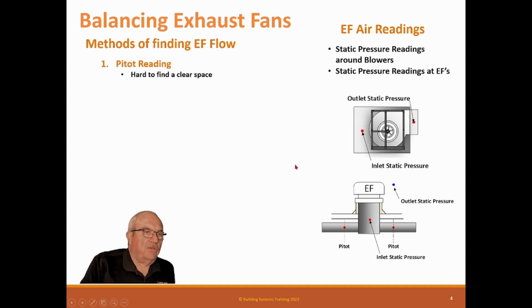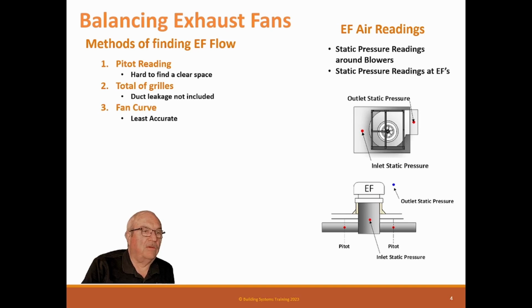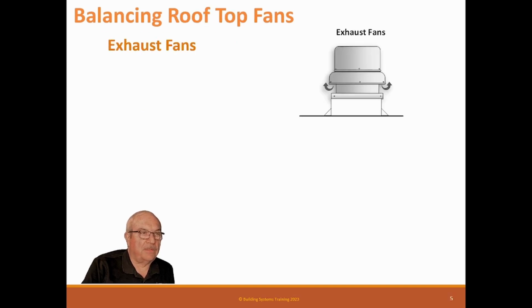Methods of finding flow: pitot readings, which are normally hard to do because it's hard to find a clear space on them; or the total of all grills, with duct leakage not included. And remember, you'll raise the fan up to where the room CFM are correct, but now you really don't know what the fan is doing unless you pitot it. Fan curve, we can, but unfortunately these may not be as accurate as always, the least accurate in the process. So how do we balance the exhaust fan?